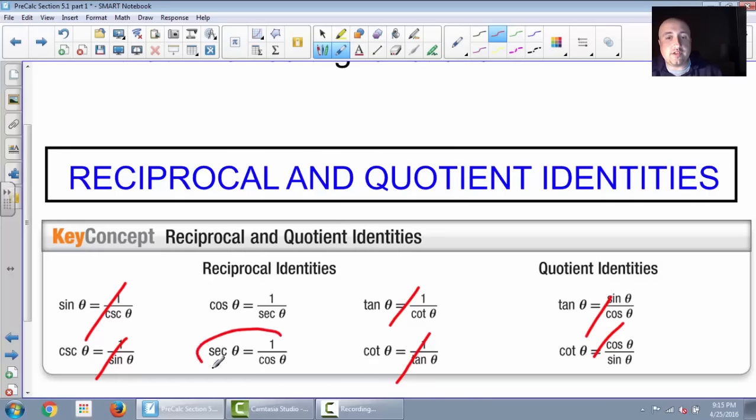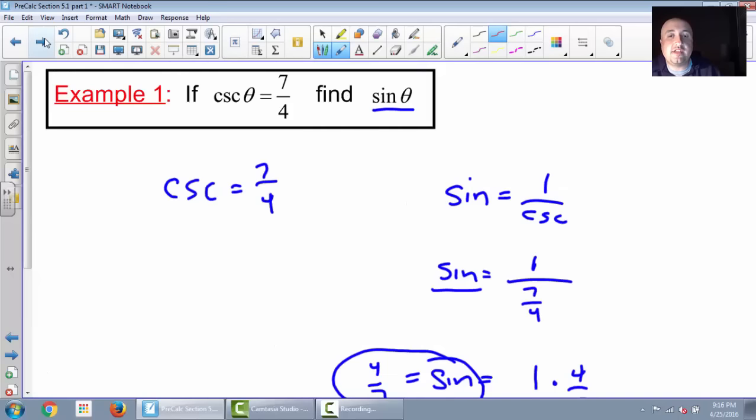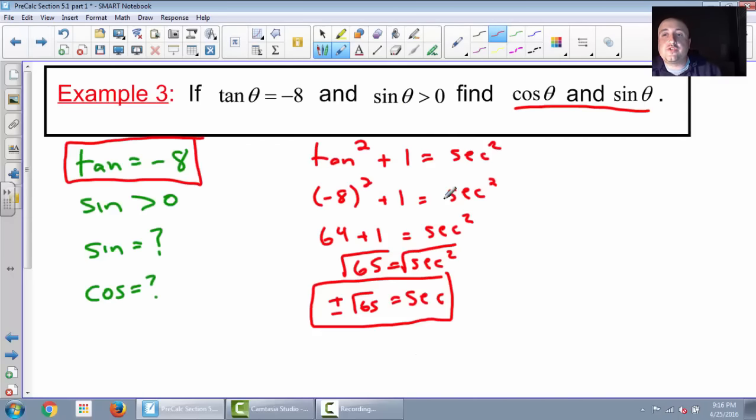These two say cosine is equal to 1 divided by secant, or you can use secant is equal to 1 divided by cosine. It does not matter which one you use. Let's just do the cosine one. It says cosine is equal to 1 divided by secant. Well, what is secant? Secant is plus or minus root 65. So cosine is equal to 1 divided by plus or minus root 65.